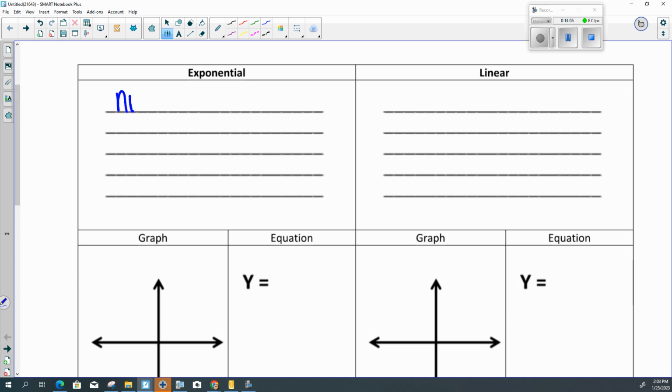Exponential numbers increase or decrease at a rapid rate. That's how I word it.